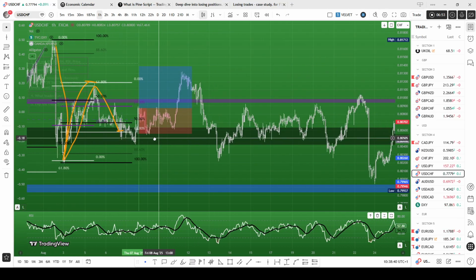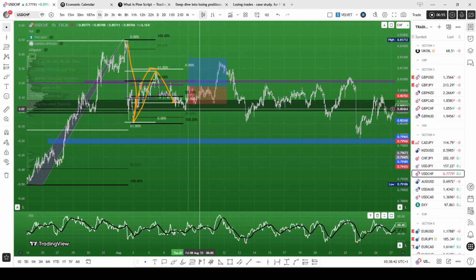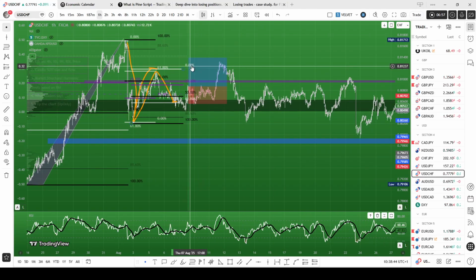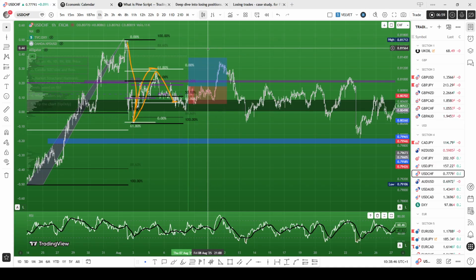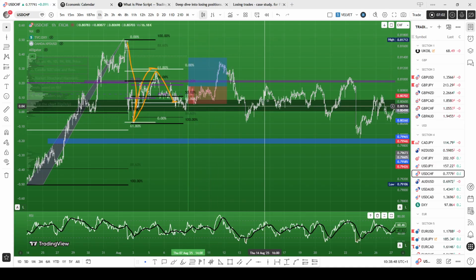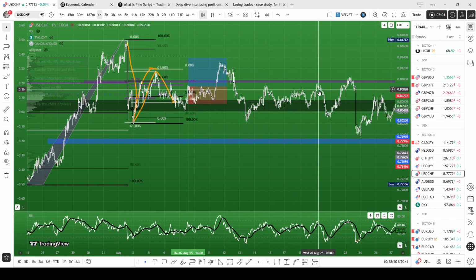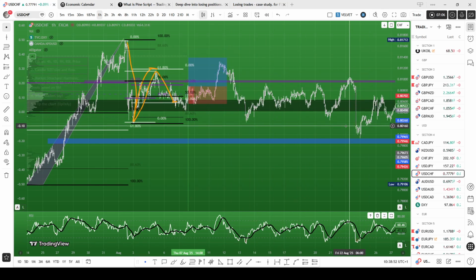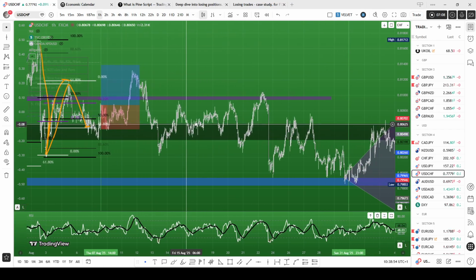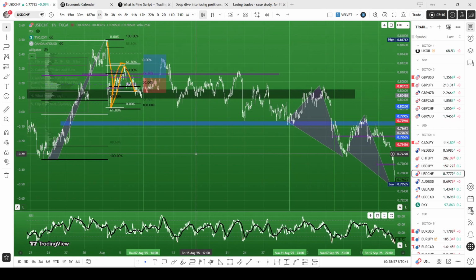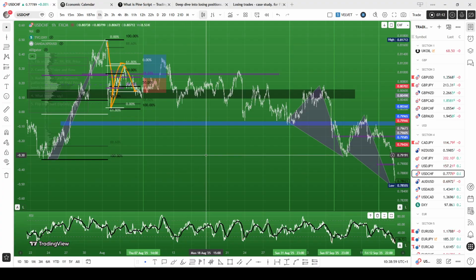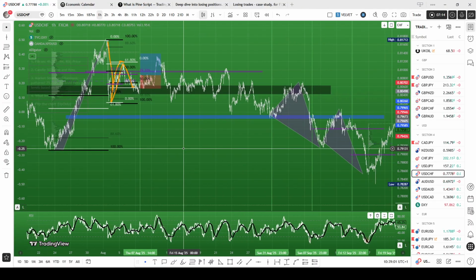But what happened with the market? It did not continue to go higher. Instead, it failed to make new highs, and the market ranged and consolidated towards a bearish bias, eventually falling below.